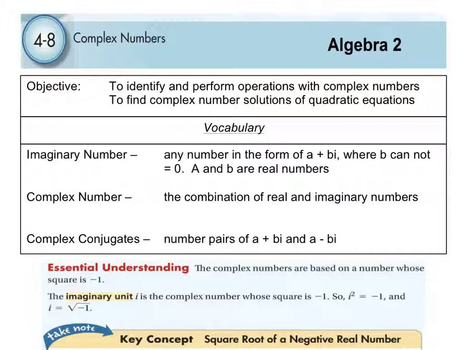Okay, this is section 4.8. We're starting with some complex numbers. Everything that we've had so far has had numbers underneath the square root that's positive, and now we're going to learn how to deal with what happens if we have a negative underneath the square root. There are two objectives here: to identify and perform operations with complex numbers, and to find complex number solutions of quadratic equations.